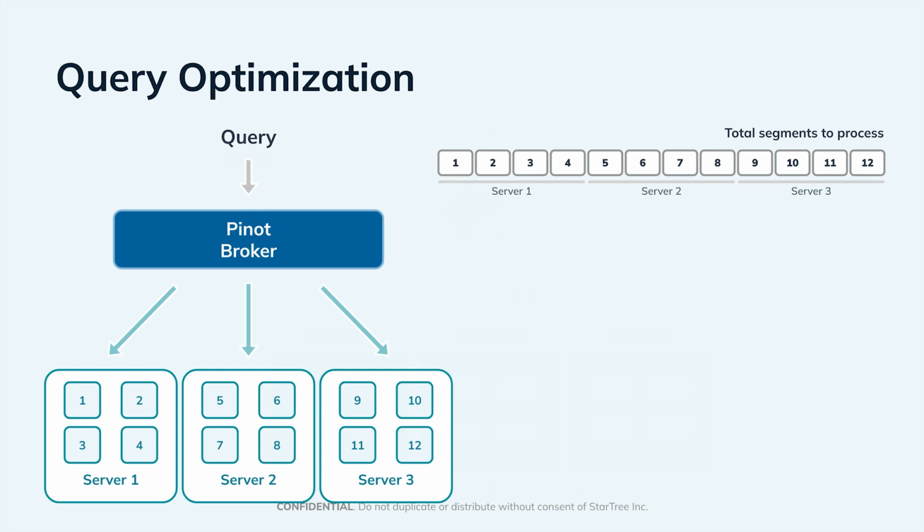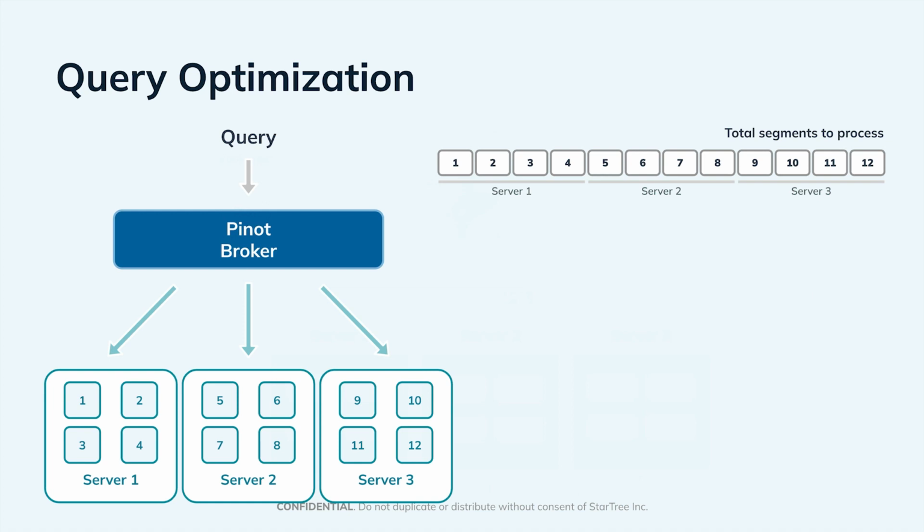One thing to note is without any optimizations, the broker will try to process every single segment that's available in that table. And this is key to understand. That means in this case, for any query, it's going to try to process all 12 segments here. So the whole purpose of optimization is to minimize the work done per query. What that means is minimize the number of segments that we need to process, and also minimize the number of servers that we need to process to answer a given query.